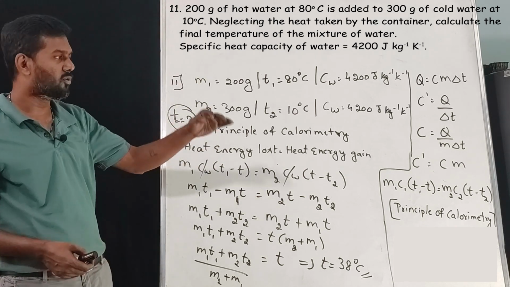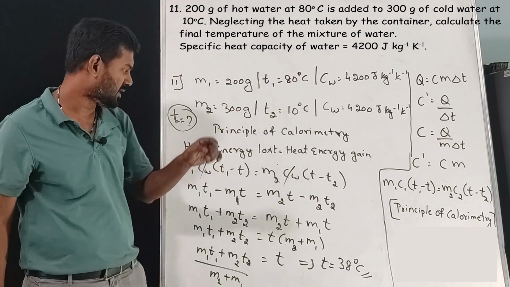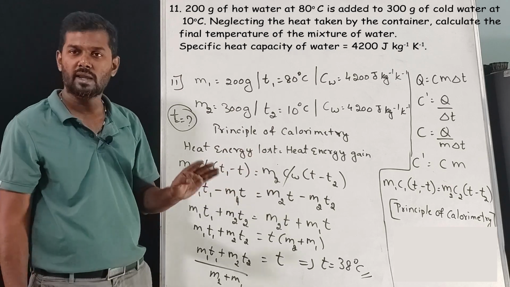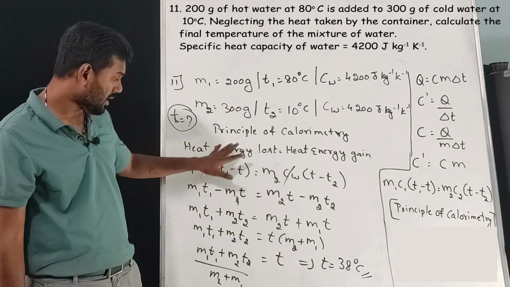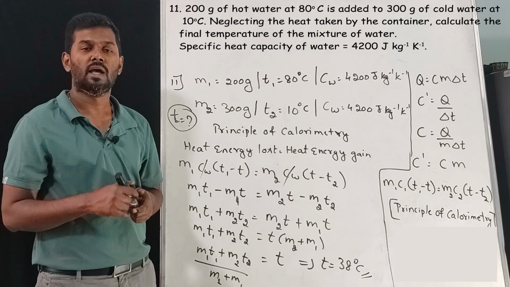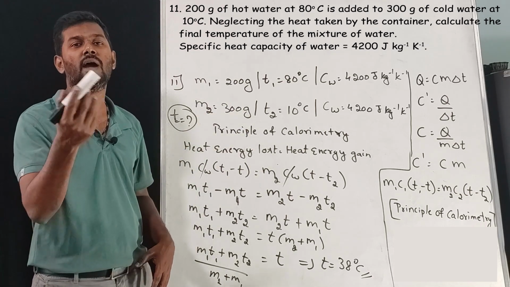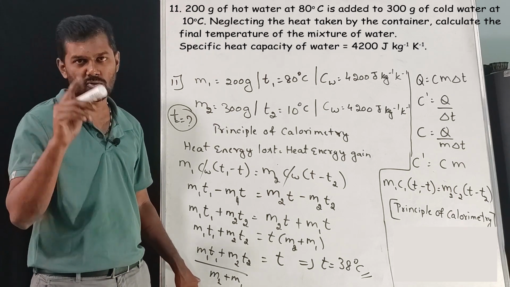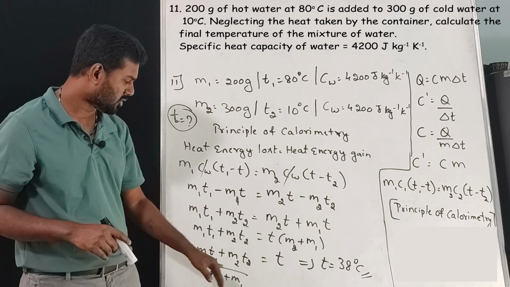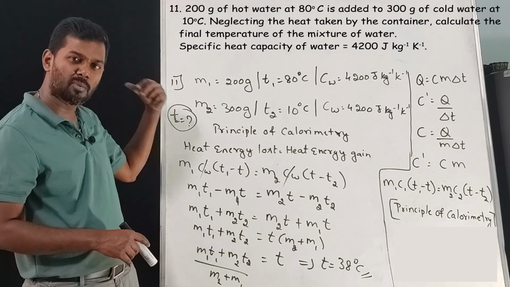So for hot water and cold water, in both cases the specific heat capacity will be the same, so both will get cancelled. Then get the formula and substitute the values directly, or else, instead of doing all these steps, you can memorize the final formula. In the previous question one formula was there, and in this question one formula is there.